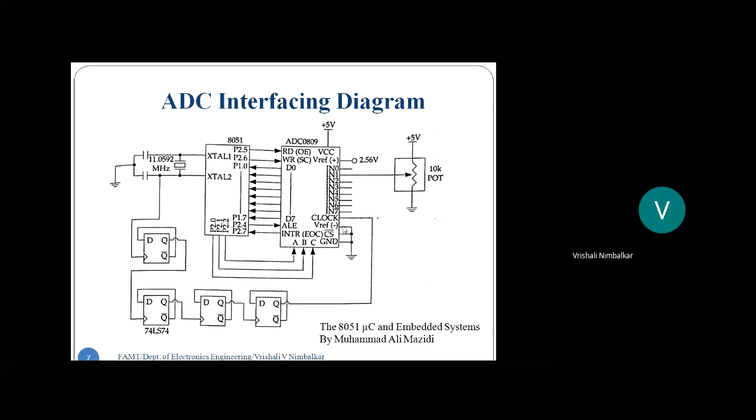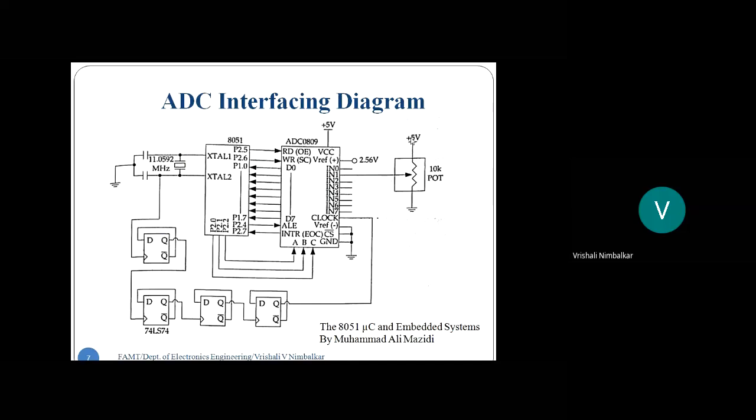Fine. V reference minus is grounded. See here, minus V reference, chip select and ground are grounded. VCC is 5 volt. Plus V reference is 2.56. That interfacing diagram had this voltage. What does that indicate? Whatever analog input is going to come, it will vary between 0 volt to 2.56 volt. That is the meaning of the voltage connected to plus V reference.